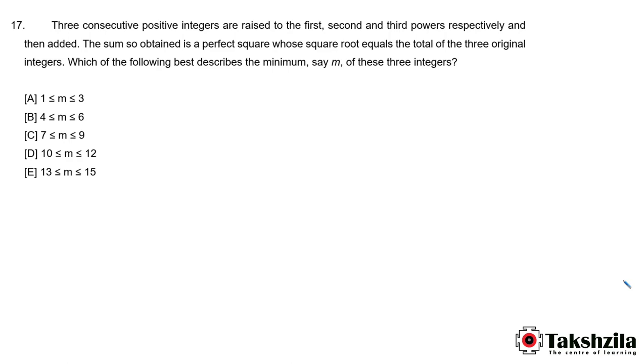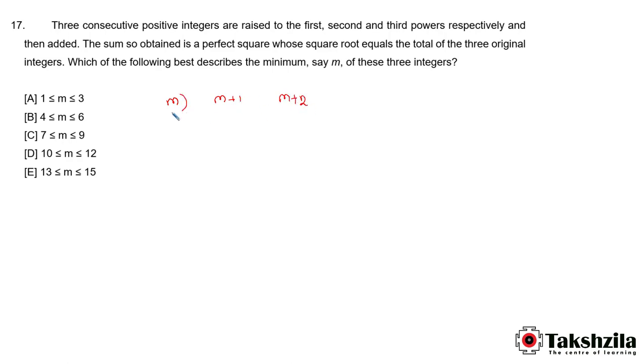After this, question number 17. 3 consecutive positive integers are raised to first, second and third powers respectively and then added. The sum obtained is a perfect square whose square root is equal to the total of the 3 original integers. Which of the following best describes the minimum, say m, of these 3 integers? Let's say the minimum integer is m. So the next becomes m plus 1 and the next becomes m plus 2.